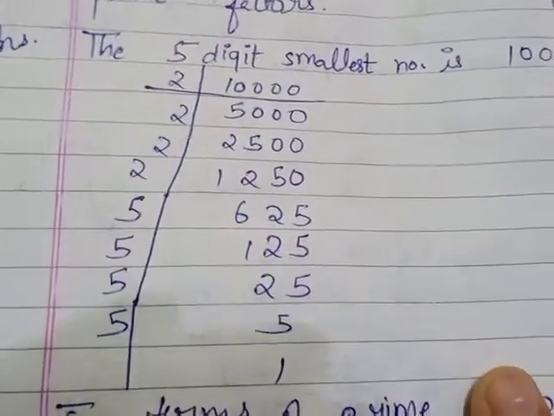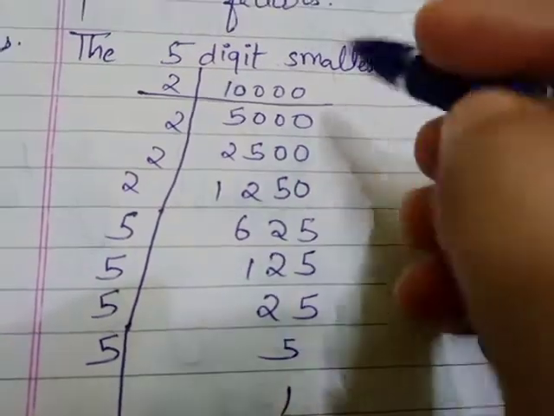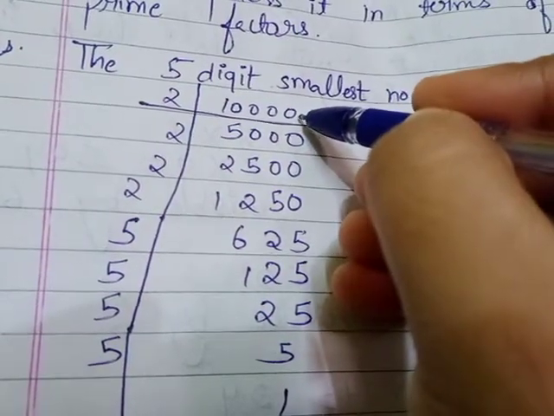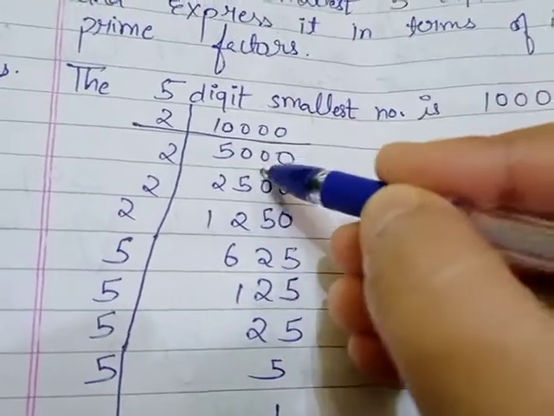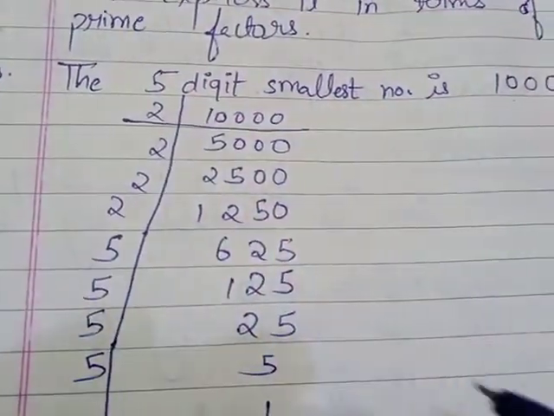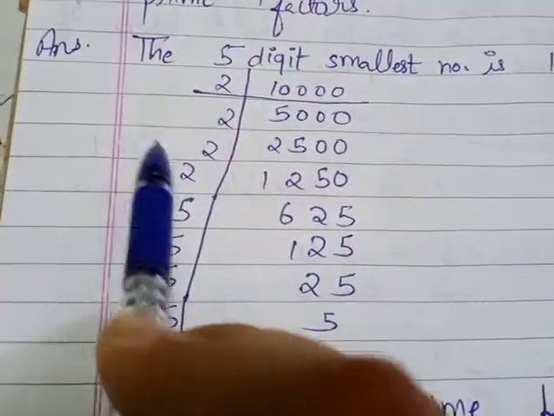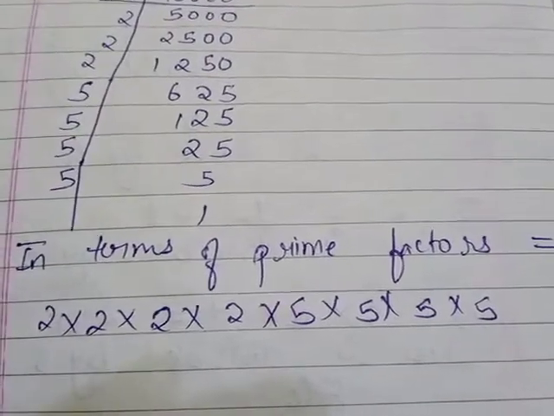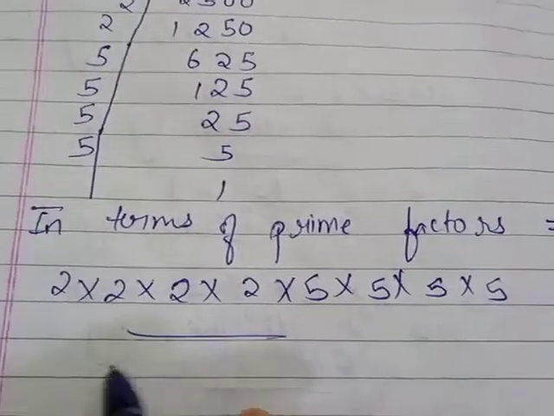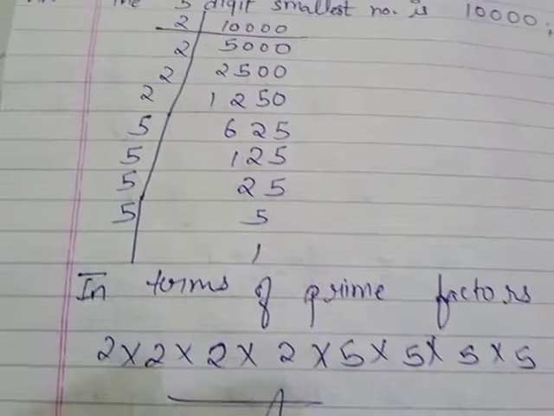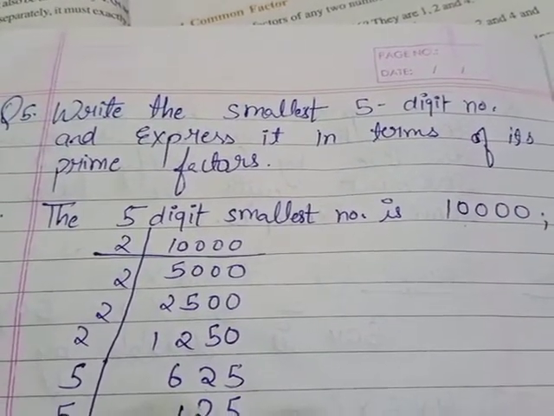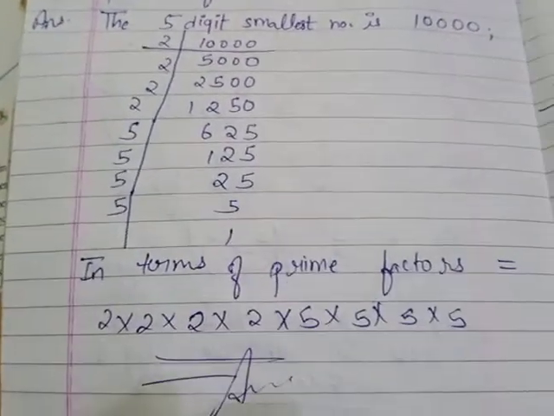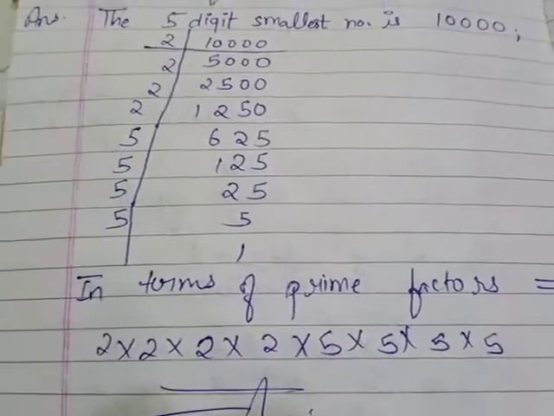Can you see the prime factors I have done here? Because in the ones place it is an even number, right? So it will be divided by 2. 5 twos are 10, then 0, again 2. Like this we will solve, and all these numbers, that is 2 into 2 into 5, like this. In terms of prime factors, the number will be, you can see here, this is your answer. Clear, na? We just have to write the smallest 5-digit number and express it in terms of factors. So these are the prime factors.